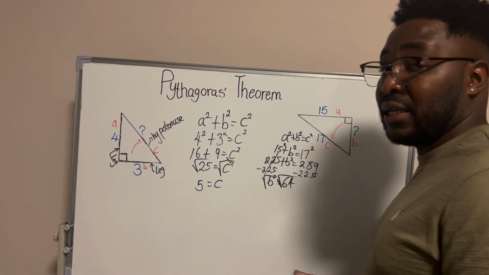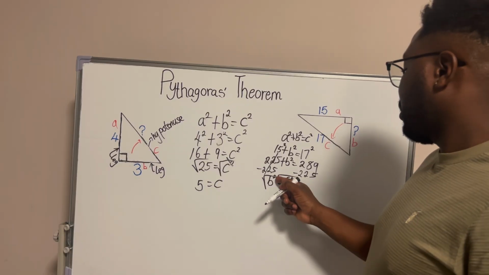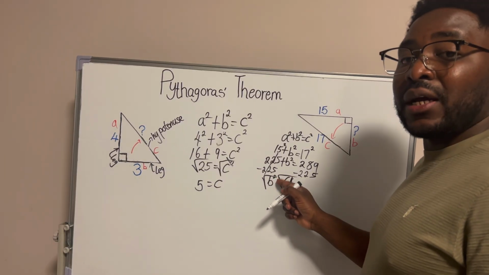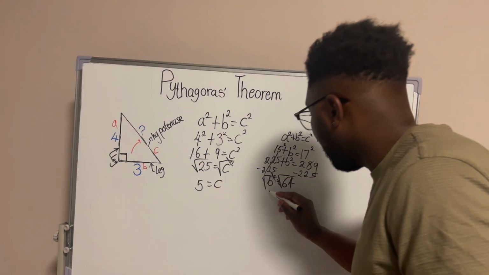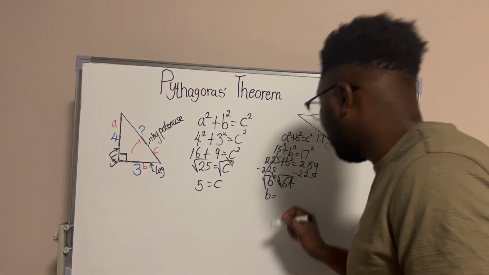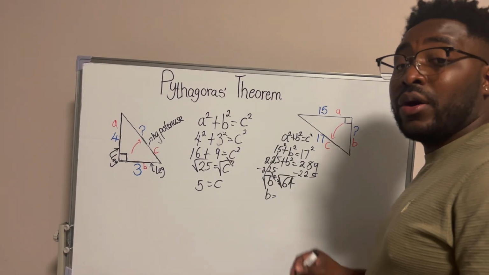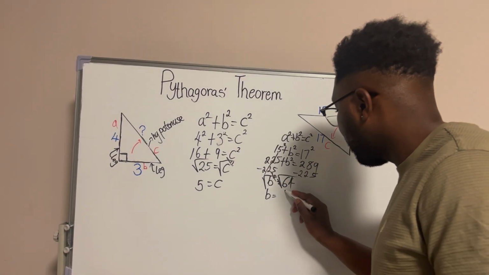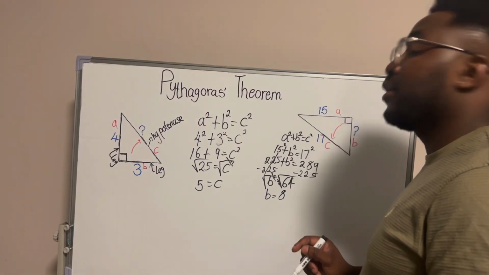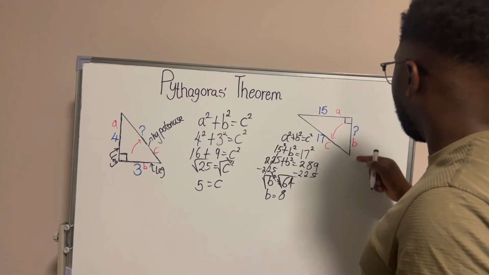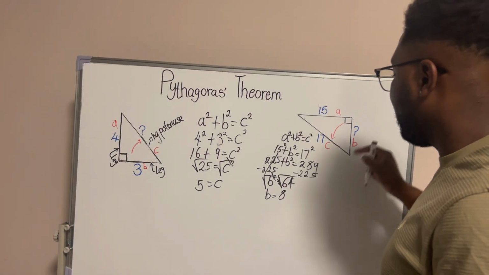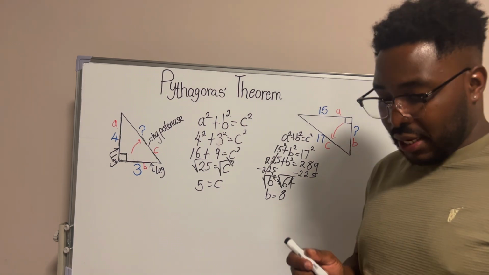Now the squared over here cancels with the square root, and that leaves us with B, and the square root of 64 is what? Is 8. There we go. So we have found the missing side over here, which is 8.